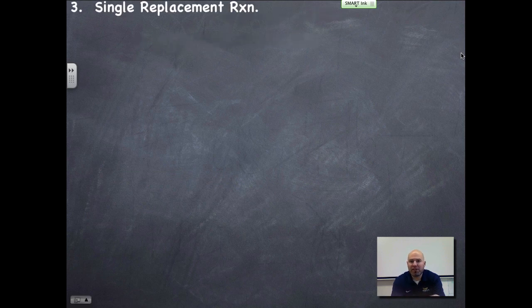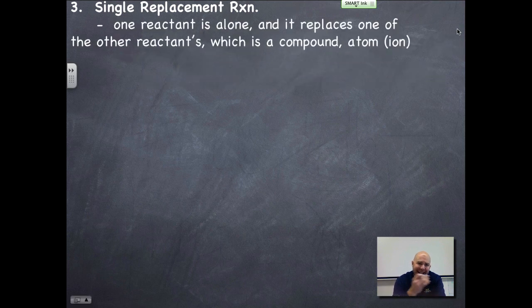The third type is the single replacement reaction. A single replacement reaction is when one reactant is alone, so it's a singular element, or it could be diatomic, and it replaces one of the other reactants, which is a compound's atom or ion. Not probably the best description, but let's take a look at the generic. You can see it up on the top right near where it says Smart Ink. We have A plus BX forms B plus AX. So this would be a single replacement reaction.